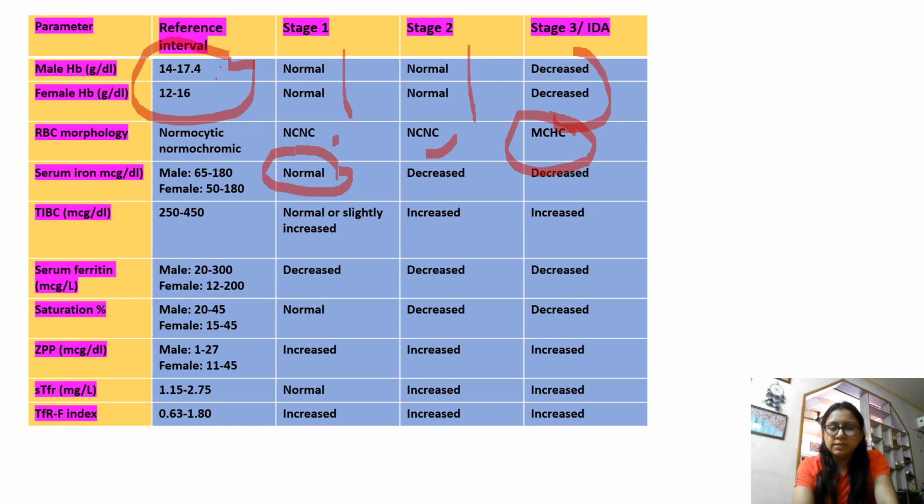Then coming to TIBC, that is total iron binding capacity, 250 to 450 is normal. It is increased in iron deficiency anemia. In stage 1 it is slightly increased and can be normal. In stage 2 and 3 it is increased.